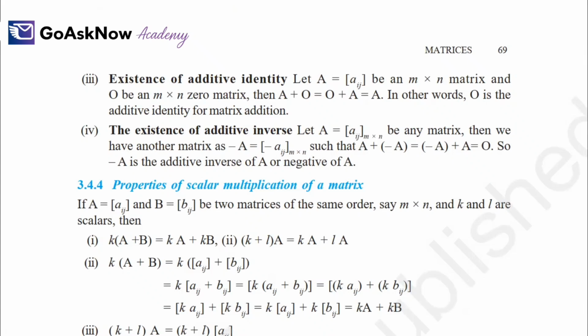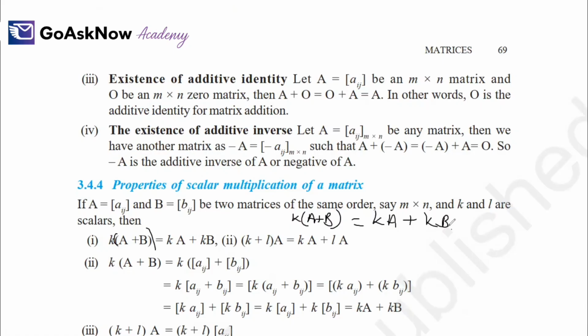Then we have K into (A plus B). If K is multiplied to the whole of A plus B, we can write it as KA plus KB. That is an obvious thing, because you can just open the bracket and multiply K with both the matrices. This will give the same result.